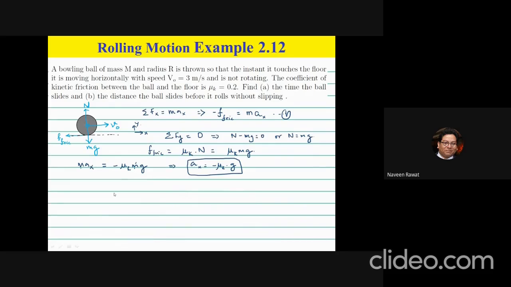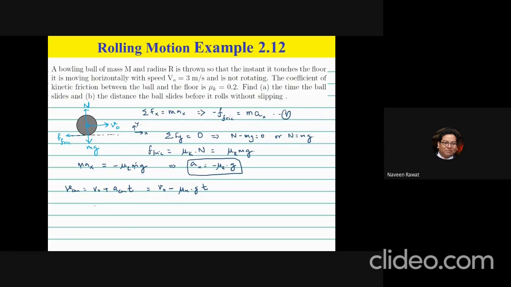To find the time, we can use the relationship of v of center of mass as v0 plus the acceleration of center of mass times time. Now this expression will become v0 minus mu_k times g times t. So that is the expression that you get for v of center of mass. Let's consider that as the value of v of center of mass.